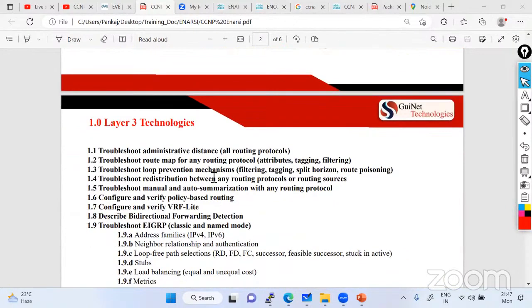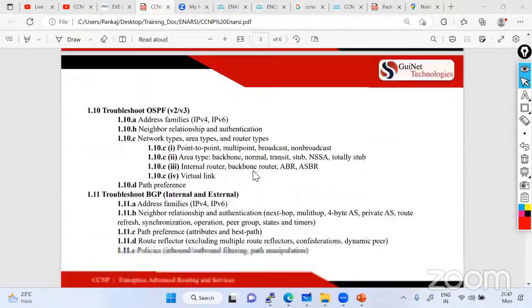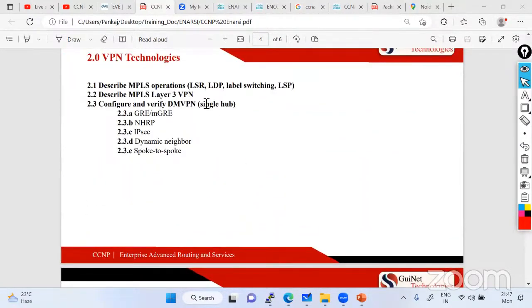Okay. So EVPN, L3 VPN is totally a concept of MPLS. Yes, L3 VPN is totally a concept of MPLS. Exactly. Okay.